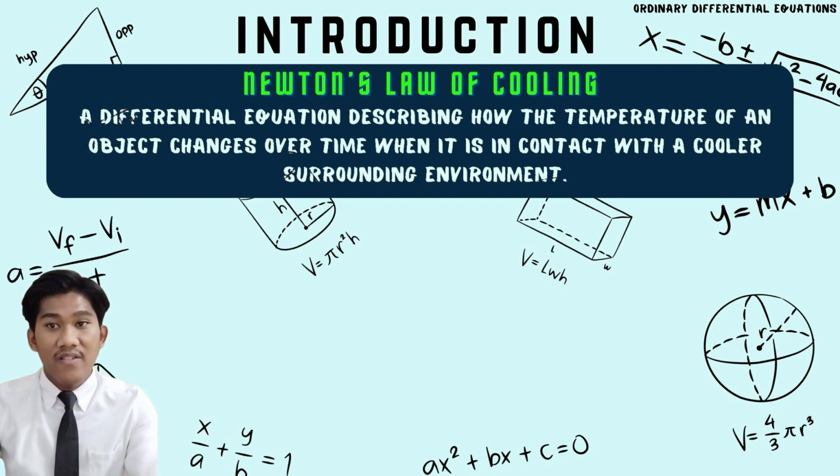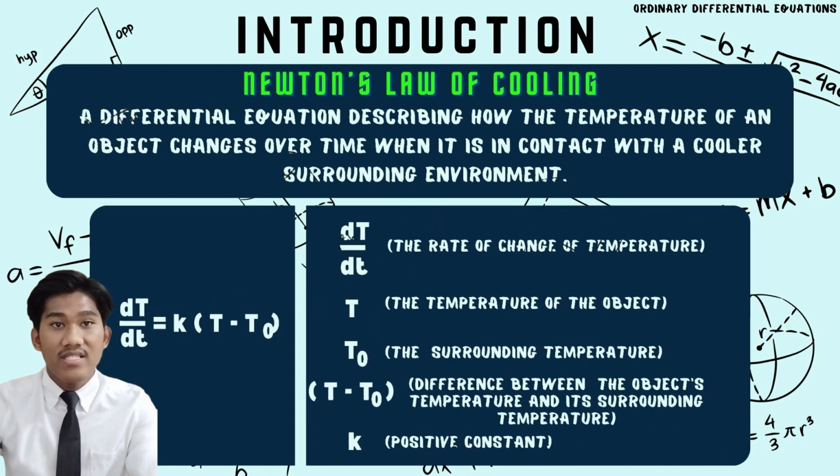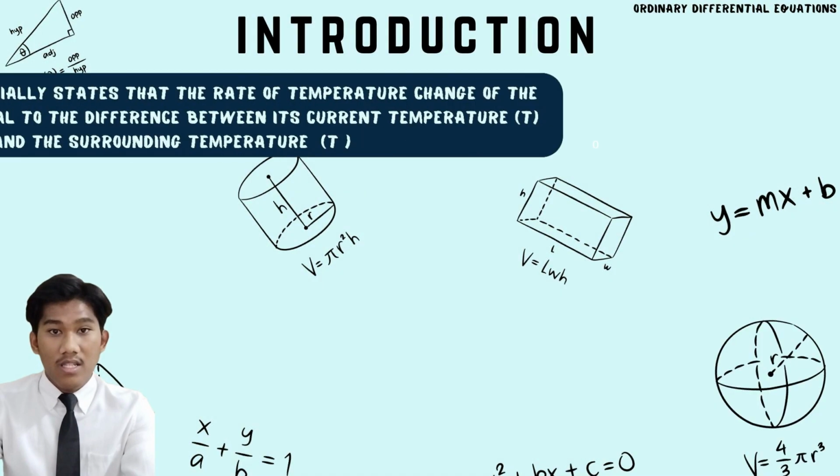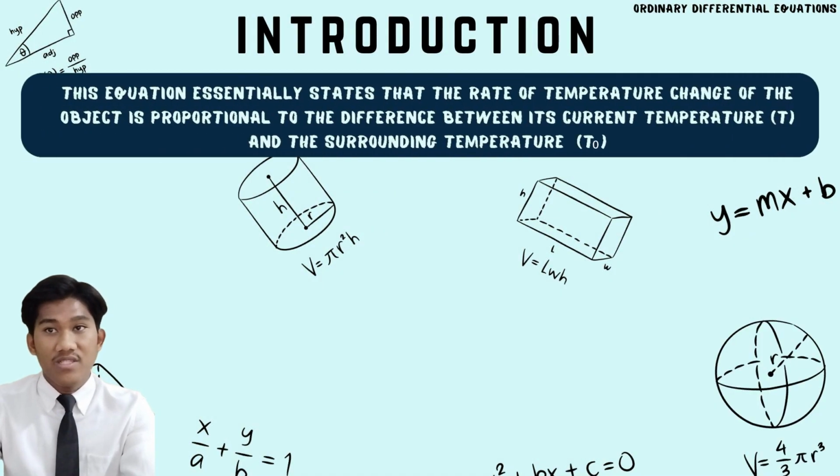This law is expressed as the differential equation dT/dt equals k times (T minus T0), where dT/dt is the rate of change of temperature, T is the temperature of the object, T0 is the surrounding temperature, T minus T0 is the difference between the object's temperature and its surrounding temperature, and k is a positive constant. This equation essentially states that the rate of temperature change of the object is proportional to the difference between its current temperature and the surrounding temperature.